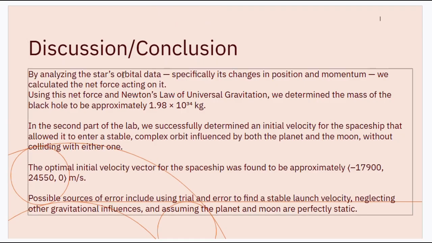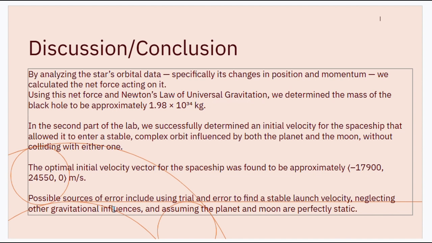Okay, so discussion and conclusion. By analyzing the star's orbital data, we calculated the black hole's mass to be approximately 1.98 times 10 to the 34 kilograms. In the second part, we found an initial velocity for the spaceship that allowed it to maintain a complex orbit influenced by the planet and moon, which is seen here. Here's the initial velocity vector.